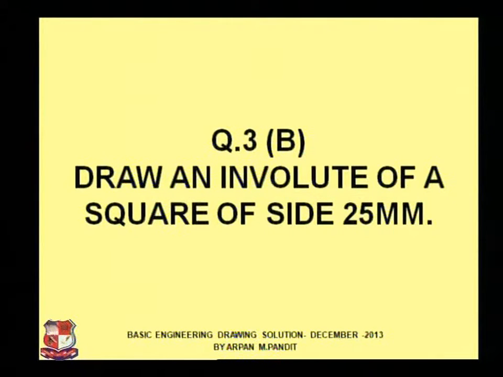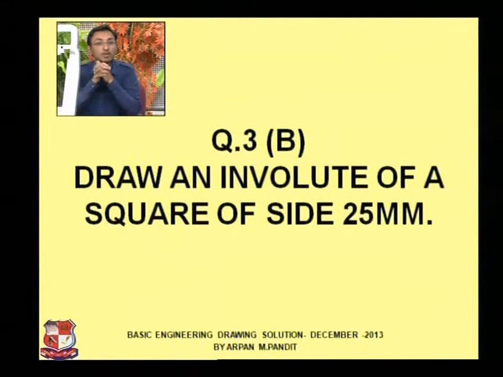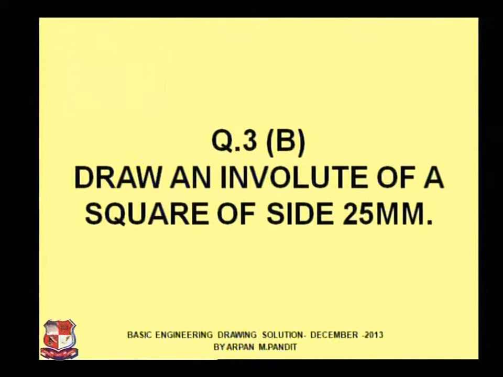The next question is about drawing an involute of a square of side 25 mm. Now when it comes to involute, the involute is a polygon which is converted into a string, and the curve traced by this string is called an involute.